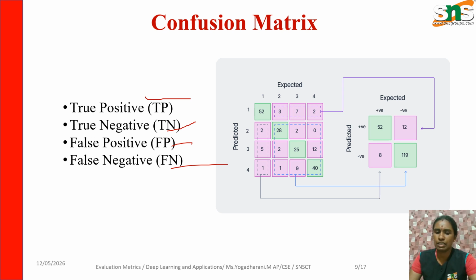False positive: the model predicts positive but it is actually negative, for example a healthy patient marked as diseased. False negative: the model predicts negative but it is actually positive, for example a diseased patient marked as healthy. This is often the most dangerous error. The confusion matrix is the foundation for calculating many metrics.